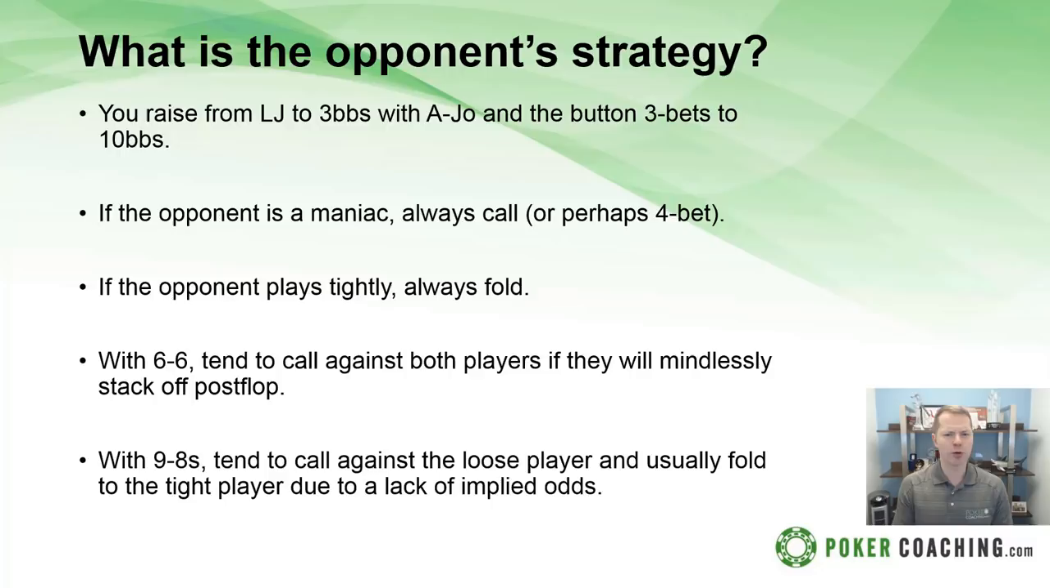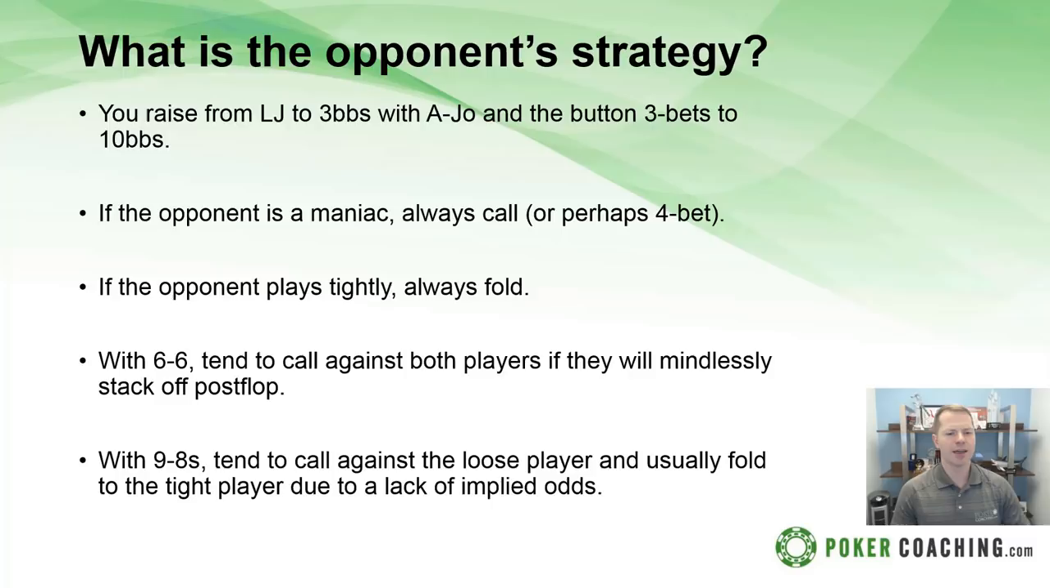So with hands like sixes, you should tend to call against both players if they will mindlessly stack off post-flop. Again, sometimes the maniacs or the slightly more aggressive players won't. They're going to utilize the idea of pot control, where they have a decently strong but not nut hand, and they're going to check. And we're going to be discussing that again in the post-flop section.